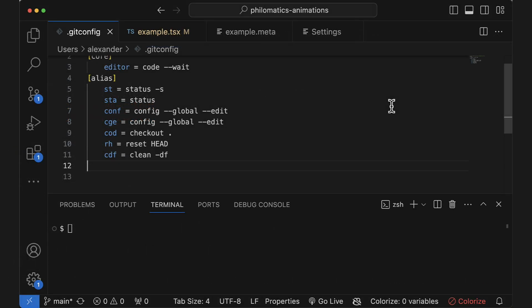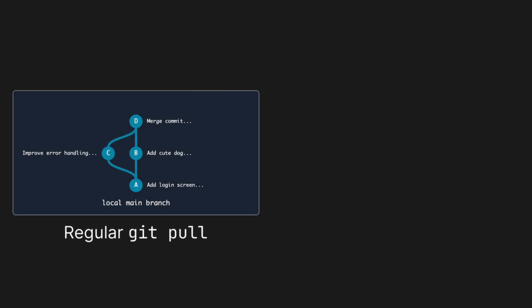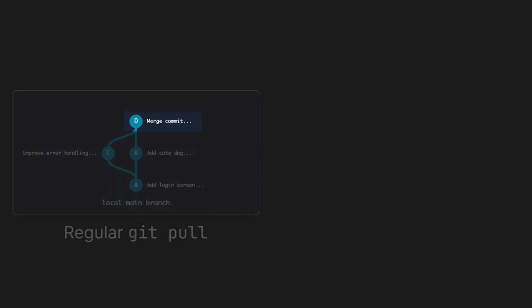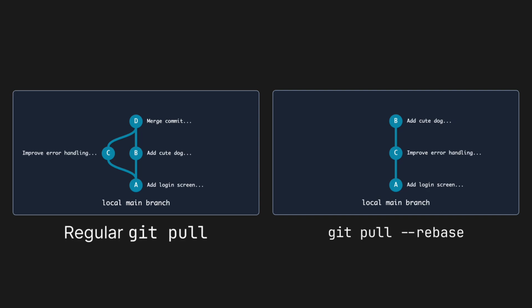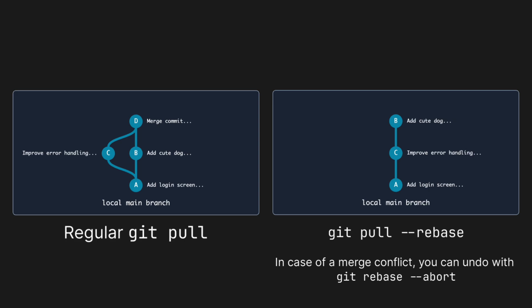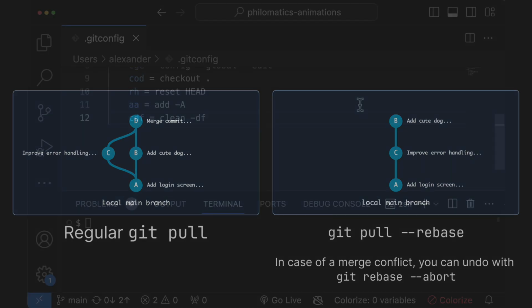The next really useful command that I like to use a shortcut for is git pull rebase. I actually have a full video on this on my channel, but the short version is that I always prefer this over the regular git pull. Because by default, git pull will create an extra useless merge commit, whereas git pull rebase creates a nicer, more linear commit history. If you do use this and you get a merge conflict while pulling, you can always undo things by doing a git rebase abort.